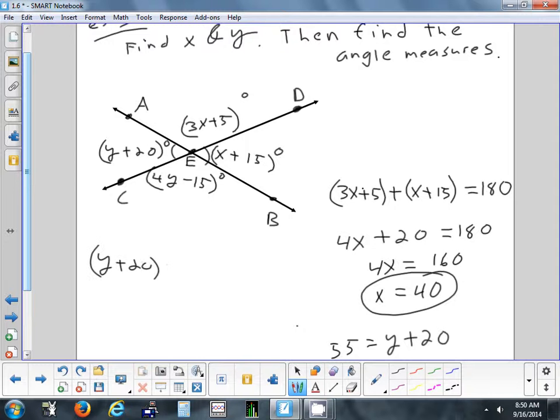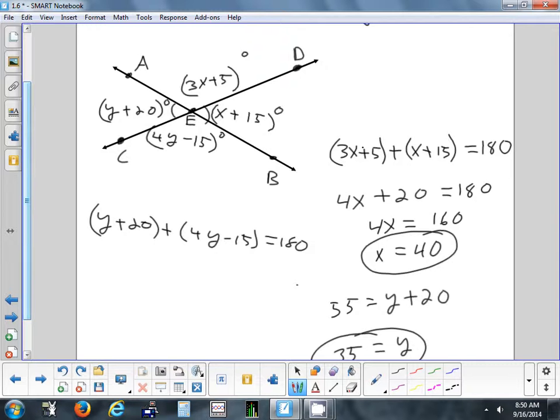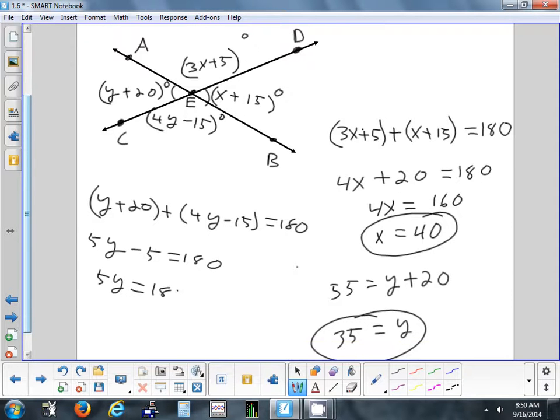That's why my approach would have probably been to do this. y plus 20 plus 4y minus 15 equals 180. This way, even if I got x wrong, I can still get y right. This isn't using x at all. It's finding y the same way we found x to start. And if you solve this out, you'll get 5y minus 5 equals 180. 5y equals 185. And take 185, divide by 5.